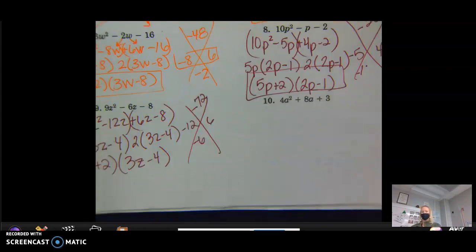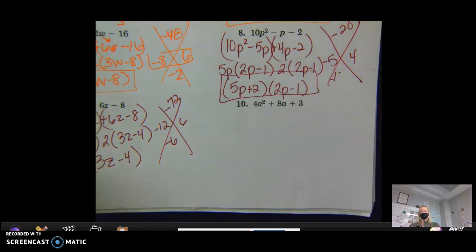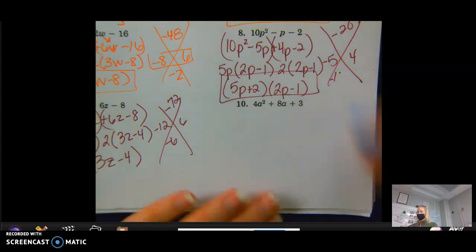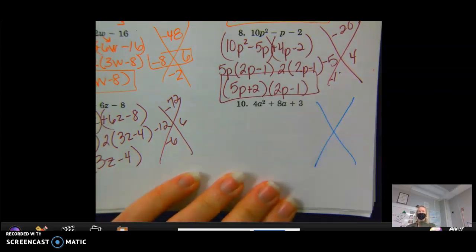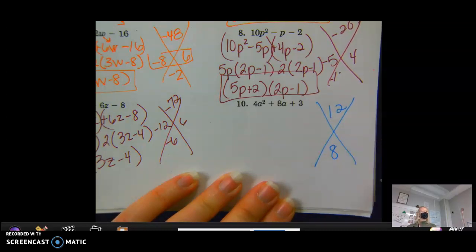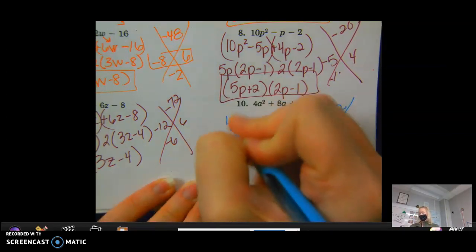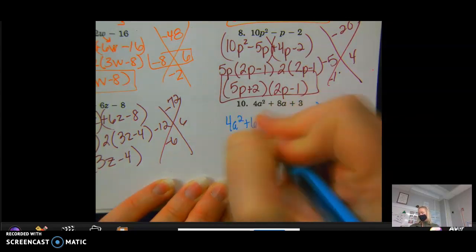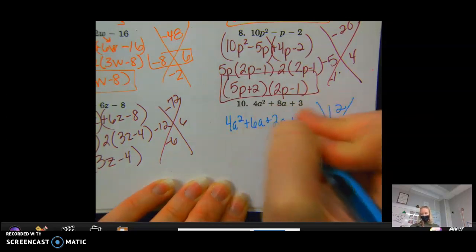All right, number 10. Can I GCF? Crisscross it. When I multiply, what do I want? When I add, what do I want? Two numbers that multiply to 12 but add to 8. What'd you say? Yeah? 6 and 2. 4a squared plus 6a plus 2a plus 3.